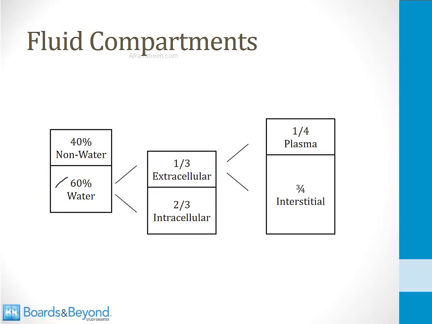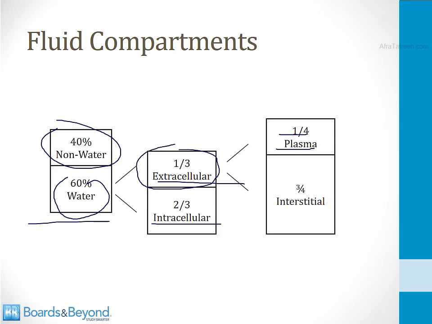The body is made up of 60% water and 40% non-water, and most of that 60% water is found inside of cells. 2/3 of the body water is intracellular, and only 1/3 is outside of cells, or extracellular. And of that fluid that is extracellular, a quarter of it is found in the plasma, so in our vascular system, and 3/4 of it is found in the tissue beds. This is called interstitial fluid.